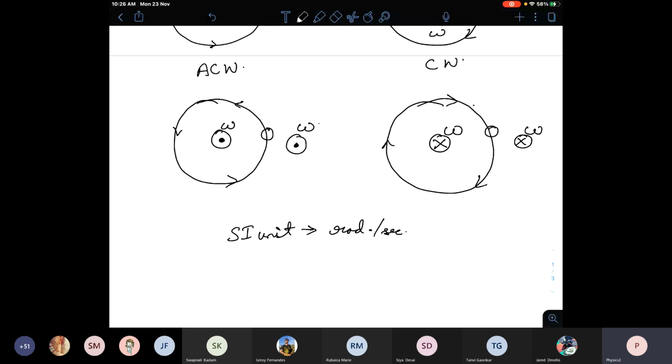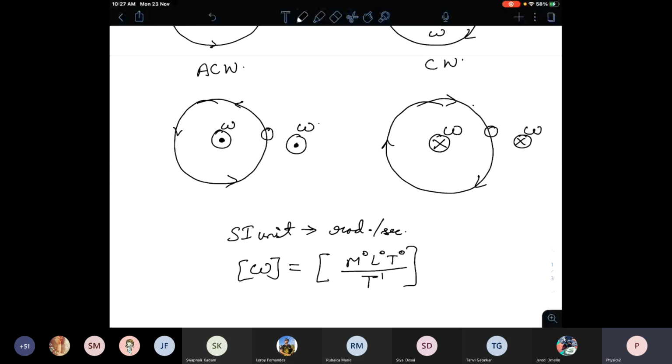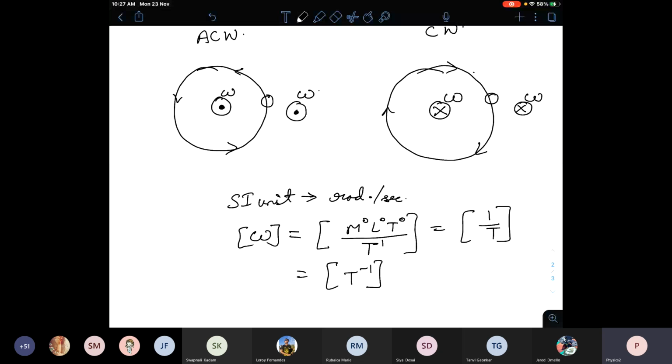If you want the dimension of omega, it can be written as radians, which is a dimensionless quantity, M0 L0 T0, divided by seconds. Seconds dimension is T raised to power 1. So the dimension of omega comes out to be 1 upon T or T minus 1, whichever is suitable. Most of the time it is written as T minus 1, so that is preferable. So the dimension of omega is T minus 1.